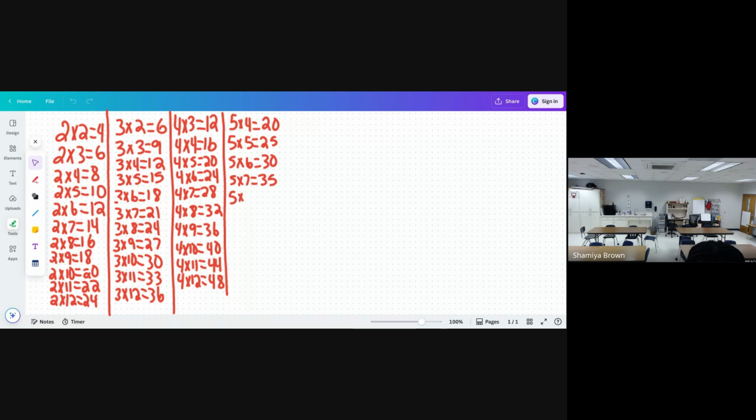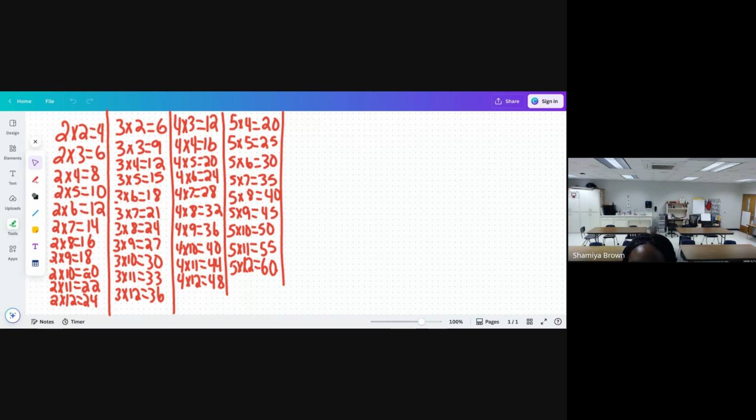5 times 8 is 40. 5 times 9 is 45. 5 times 10 is 50. And 5 times 11 is 55. And 5 times 12 is 60. As you notice, your list is going to get shorter and shorter every time.